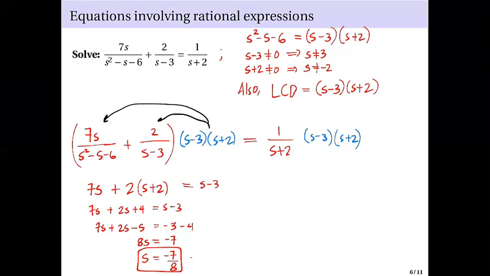So you can verify this, again, similar to the other one. By verify, I mean you substitute this s equals negative 7 over 8 into the equation, and you should get the equality. Okay?